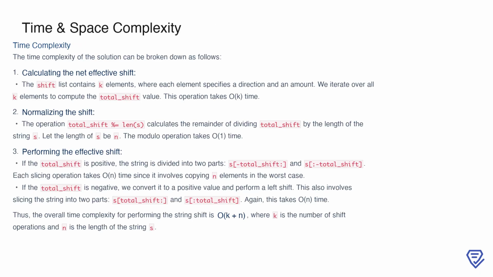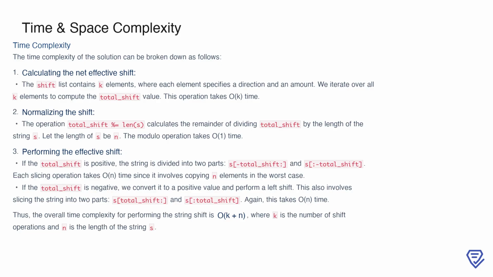To analyze the time complexity of this solution, we can break it down into 3 main components. First, calculating the net effective shift involves iterating through the shift list, which contains k elements. For each element, we determine the direction and amount of the shift, and this process takes O(k) time. Then, we normalize the shift by calculating the remainder of total_shift divided by the length of the string, n. This modulo operation is highly efficient and runs in constant time, O(1).